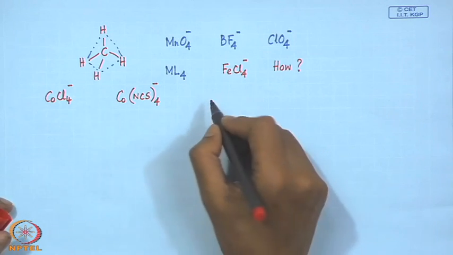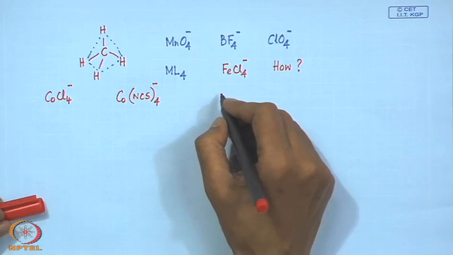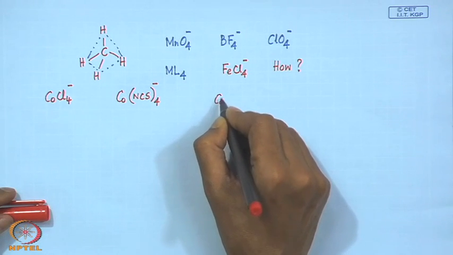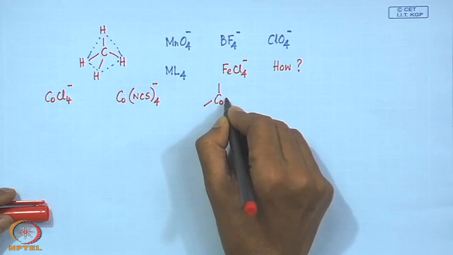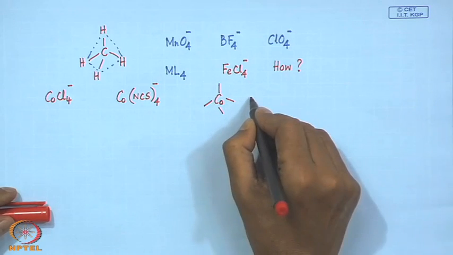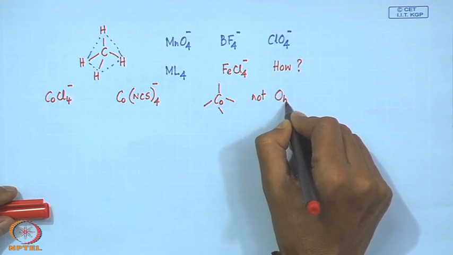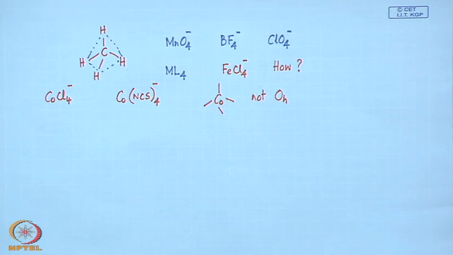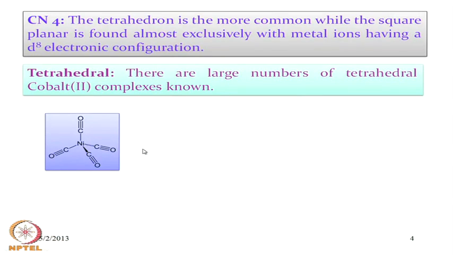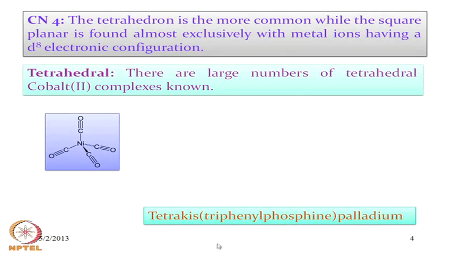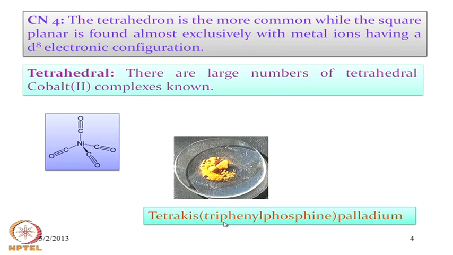So, these are very good, useful examples where we see that the cobalt center is preferring a tetrahedral geometry, not favoring the corresponding octahedral one. So, these are therefore very useful examples of coordination number 4. Then another example of the corresponding compound is tetrakis triphenylphosphine palladium.